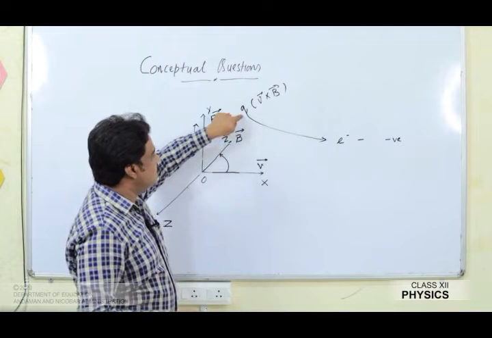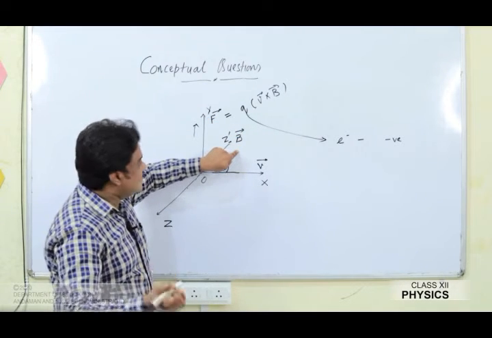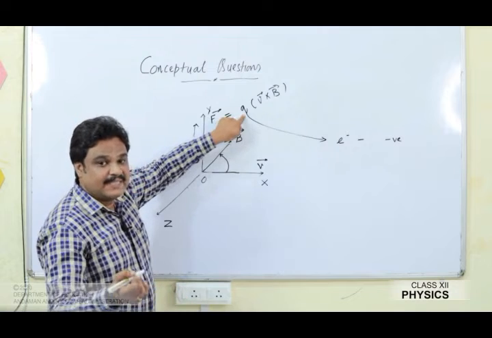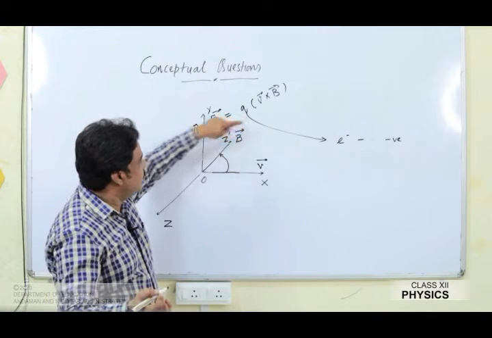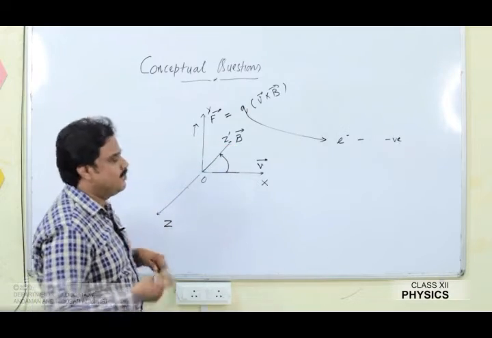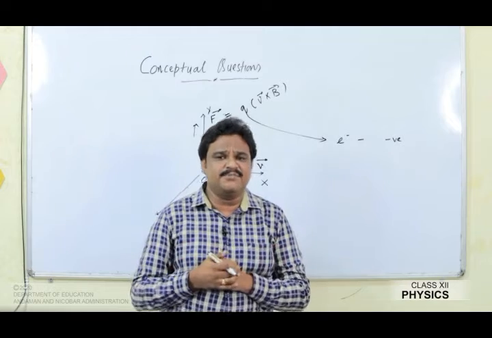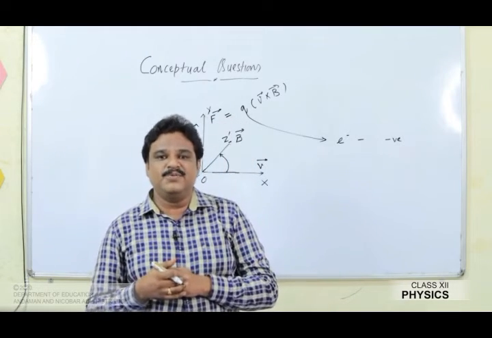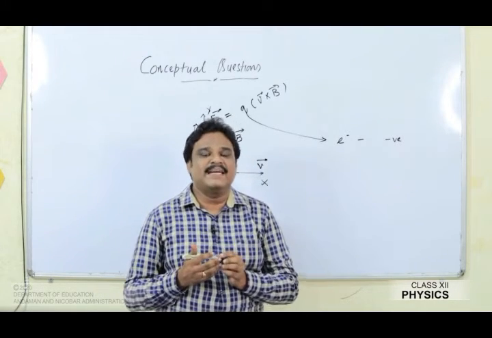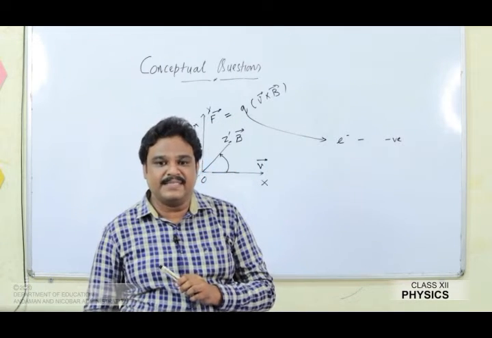If Q is positive, obviously Z dash will be the direction of magnetic field. But since here Q is negative, since the type of particle is electron, the magnetic field will be acting along positive Z axis. So I think with these three sets of questions, you will now be in a situation to apply the direction of magnetic Lorentz force. So with this, I am going to get into my next question.